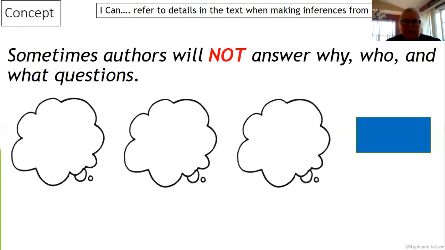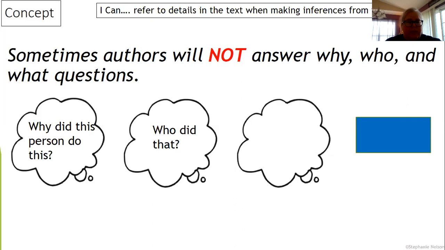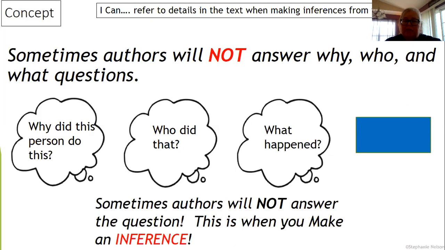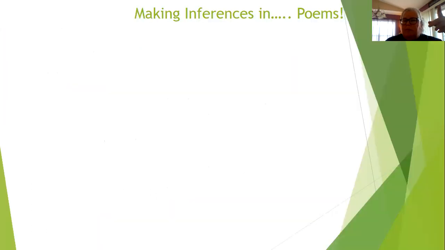There's 3 questions we ask because sometimes the author does not, remember that, does not answer why, what, or who. Why did the person do this? Who did that? And what happened? So sometimes authors will not answer the question. That's when you have to do what? Think and make an inference. So we're going to be making inferences in poems today.